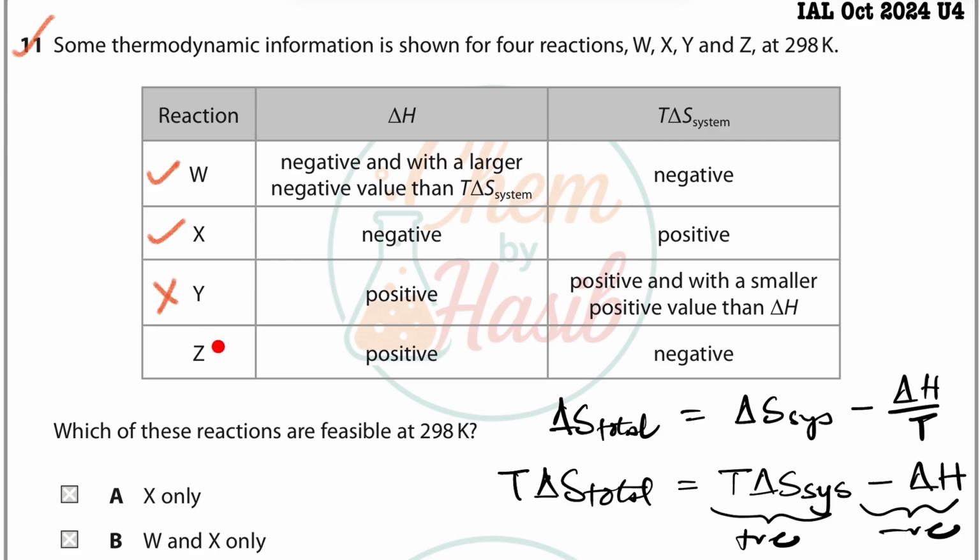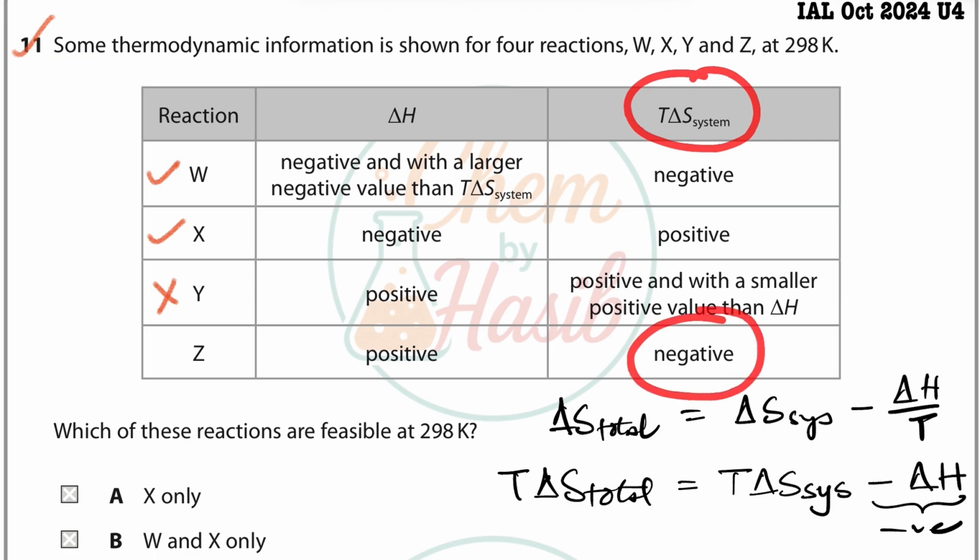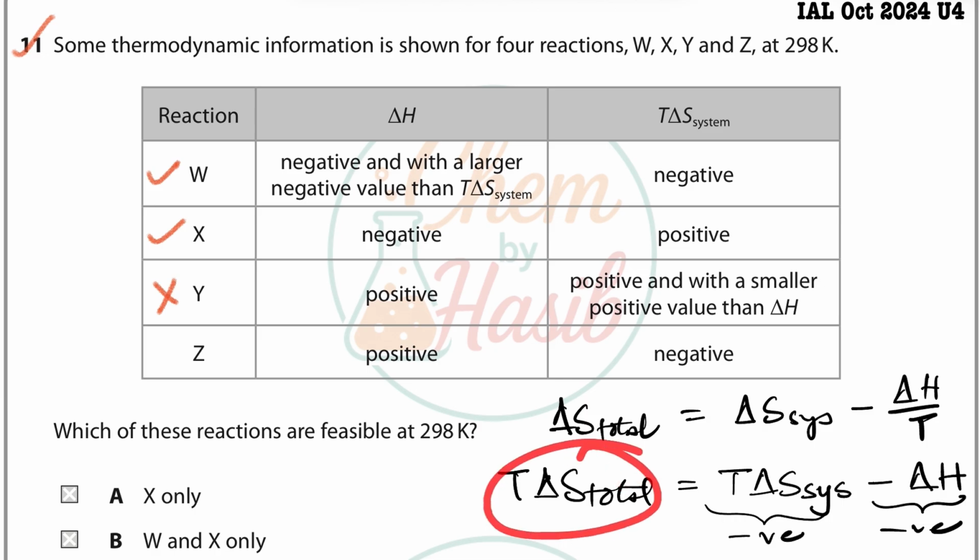Then we look at reaction Z. It says del H is positive. If del H is positive, then minus del H will be negative. Then it says T into del S system is negative. If T into del S system is negative, then T into del S total is also negative. So the reaction is not feasible. So only W and X are feasible. Therefore, the answer to this question will be B. B is the correct answer.